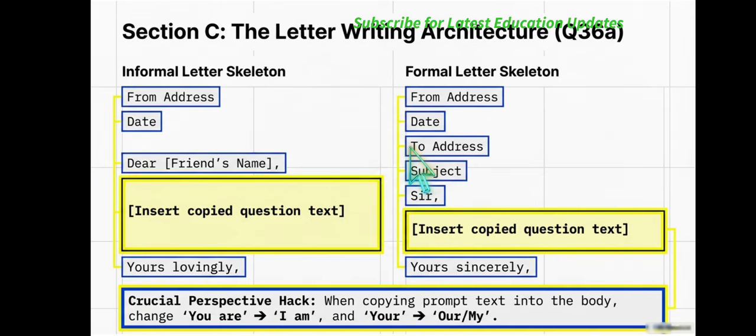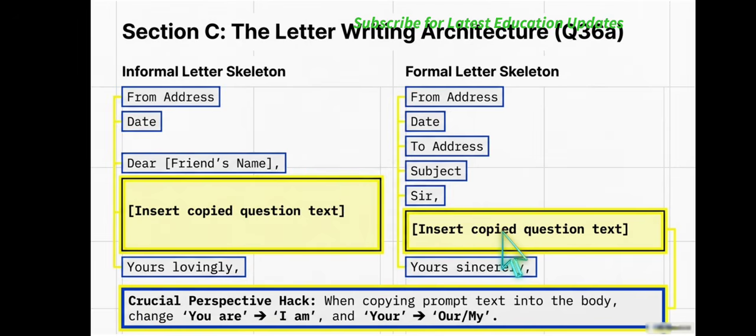Wonderful. Now let's go to the next difficult item, letter writing architecture, question number 36. Right. So the informal letter skeleton is from address and date, dear friend's name, inserted copied question text, clues, right? You can end with yours lovingly, affectionately, if you're addressing friends and family members, like this, right? Then formal letter here: from address, date, to address, subject, sir. No need of dear, respected, and his excellency or her excellency. No, it's not at all needed now.